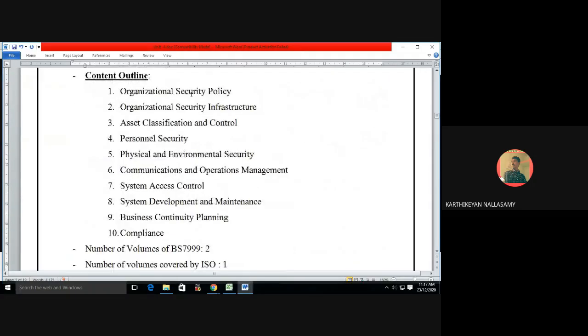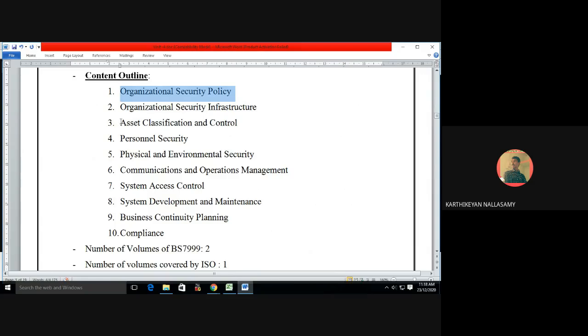The major focus of this ISO 17799 is, first of all, organization security policy. It will define policy management, like enterprise security policy, EASP, or maybe system specific, issue specific, or program specific. And we are going to define the organization security infrastructure, meaning how that security is implemented from the top level to the subordinate level.